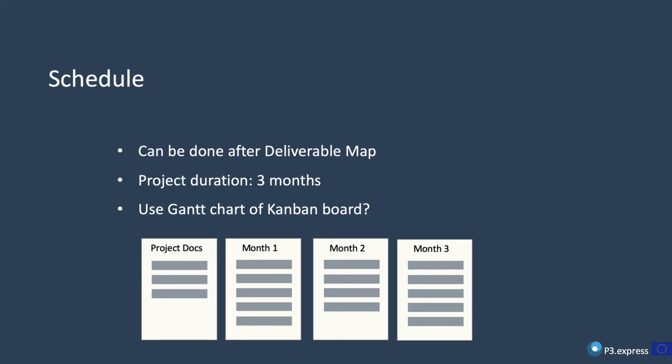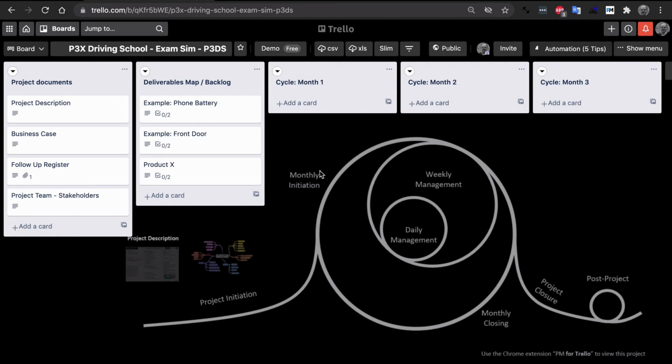I'm going to take the deliverables from the deliverable map and add them to this Kanban board. All right, so let's start. This is the project board which we're going to use. It's actually based in Trello. So let me introduce you to this. Here on the left-hand side, we have our project documents, our deliverable map, and then what we will do in month 1, month 2, and month 3. It's going to be a 3-month project, so we can put the deliverables like so. That'll be our basic schedule.